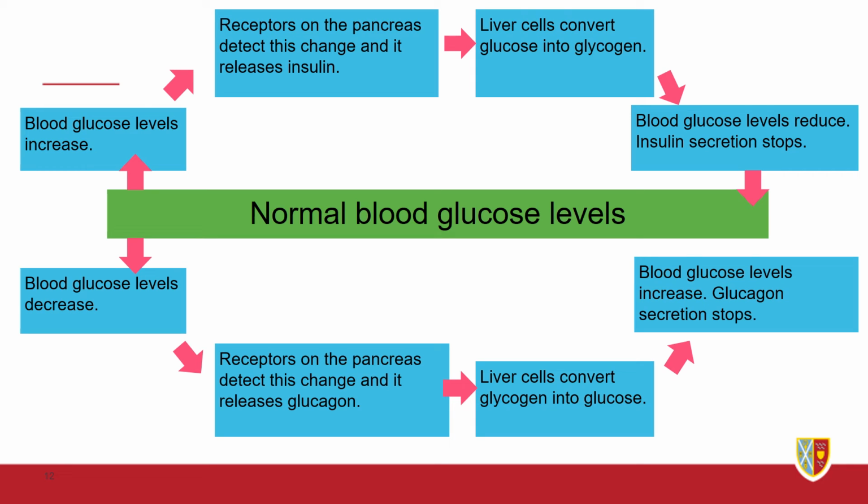This whole thing here is an example of negative feedback. So when something gets too low, our body responds to bring it back up again. And if it gets too high, our body responds to bring it back down again. Again, negative feedback is not on the foundation tier exam, but it is on the higher tier exam. Okay, so you could be asked about glucagon.